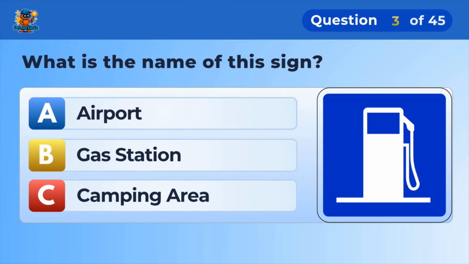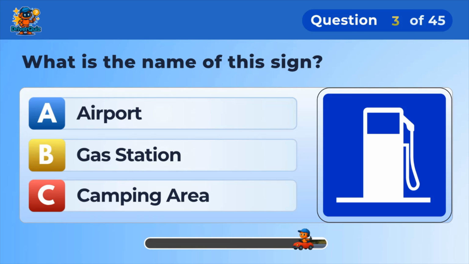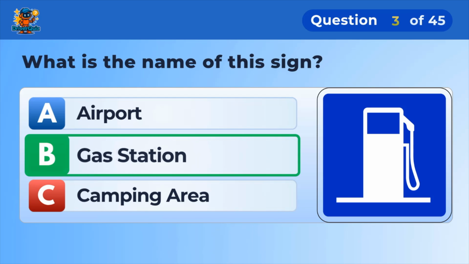Question 3. What is the name of this sign? A. Airport. B. Gas station. C. Camping area. And the answer is gas station.